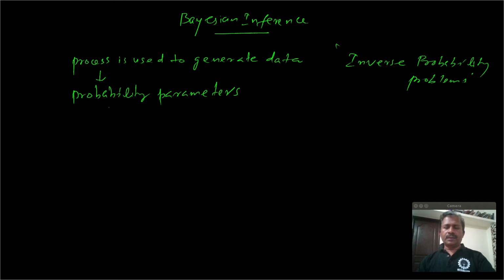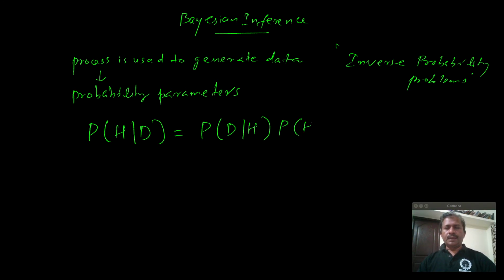So let's consider an example where we can illustrate the usefulness of Bayes' theorem. Recall that Bayes' theorem is defined as: probability of the hypothesis given the data is equal to probability of data given hypothesis, multiplied by the prior probability of the hypothesis, divided by the marginal probability of the data. So this is our Bayes' theorem.